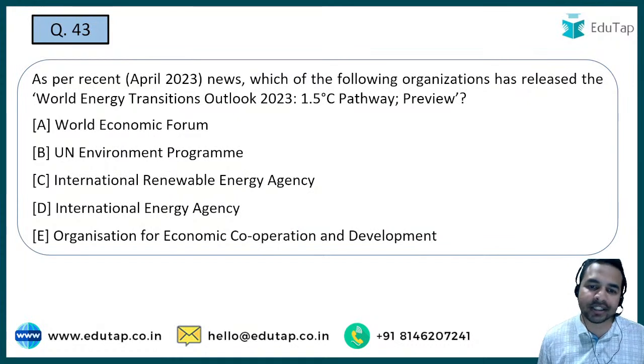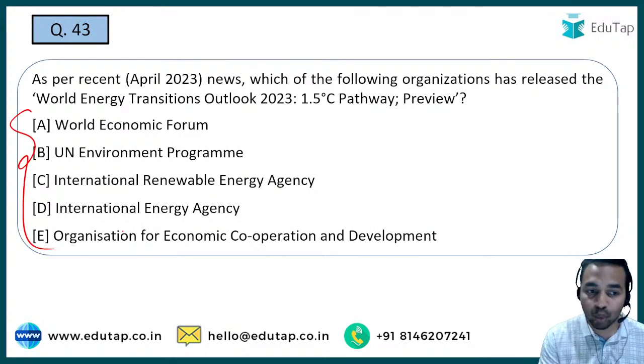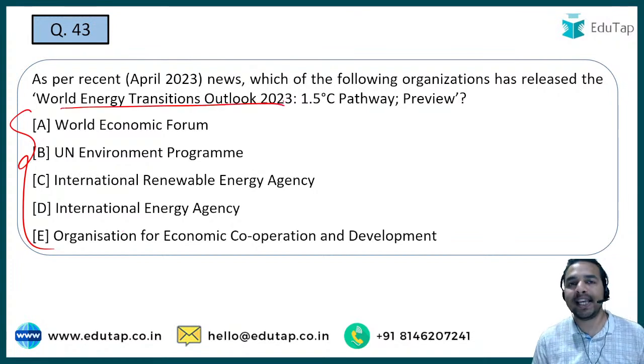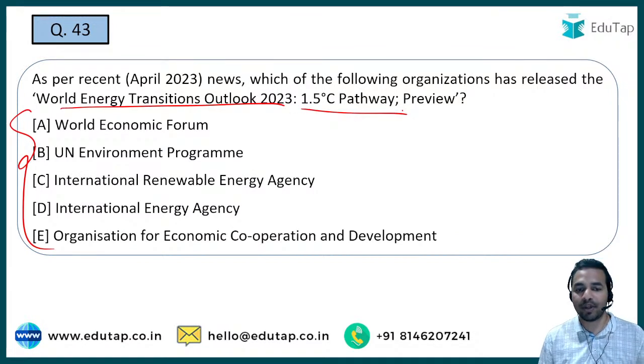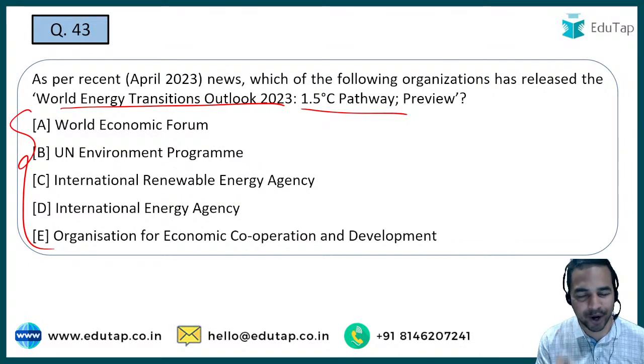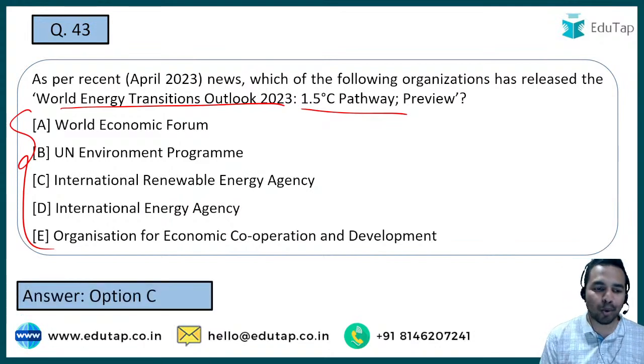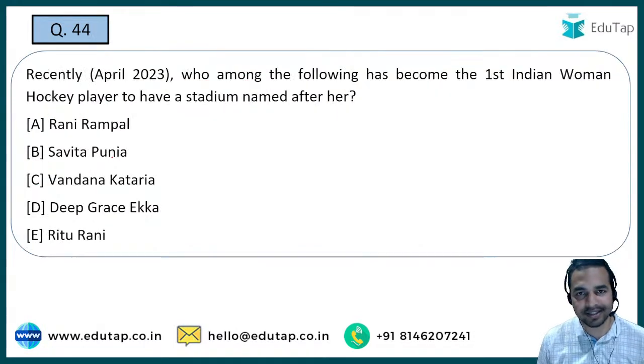And the next question is, you are required to just tell me the name of the organization which has released the World Energy Transition Outlook 2023: 1.5 degrees Celsius Pathway Preview. This is the name of the report. We always tell you that the very first dimension you are required to cover from a report is the name of the releasing body. And the releasing body for this report is the International Renewable Energy Agency.